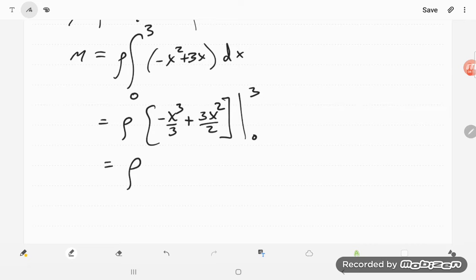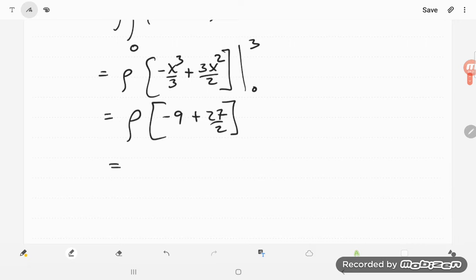And so that's rho times minus 9 plus 27 over 2. So that's minus 18 over 2 plus 27 over 2, and we get 9 over 2. So 9 over 2 rho. And there's our mass.